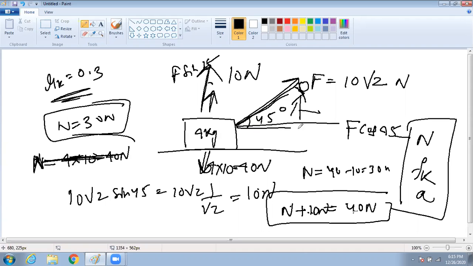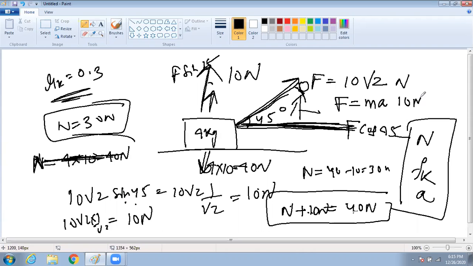Then what is F cos 45? F cos 45 is again 10 root 2 into 1 by root 2, because sin 45 and cos 45 are both 1 by root 2. This will be again 10 Newton. Understood? The net force is 10 Newton. That is equal to MA. So 10 Newton is equal to M into A.